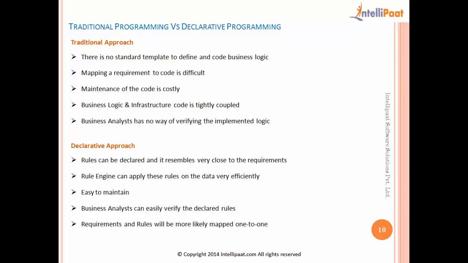Rules are declarative, so we can write them in plain English, and we can map each rule to a requirement. For a particular requirement, we will be able to write a rule and keep it. So a rule will most likely be mapped to a requirement, and a requirement can be mapped to a rule. And the rule engine uses the Rete algorithm, an efficient algorithm for applying these rules on the data.